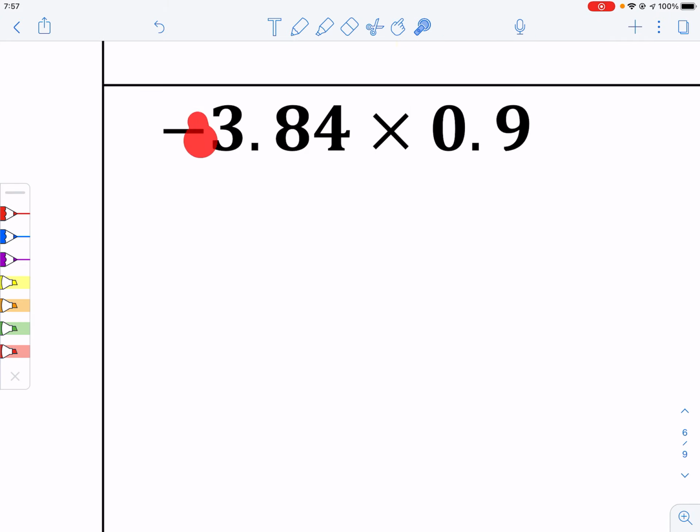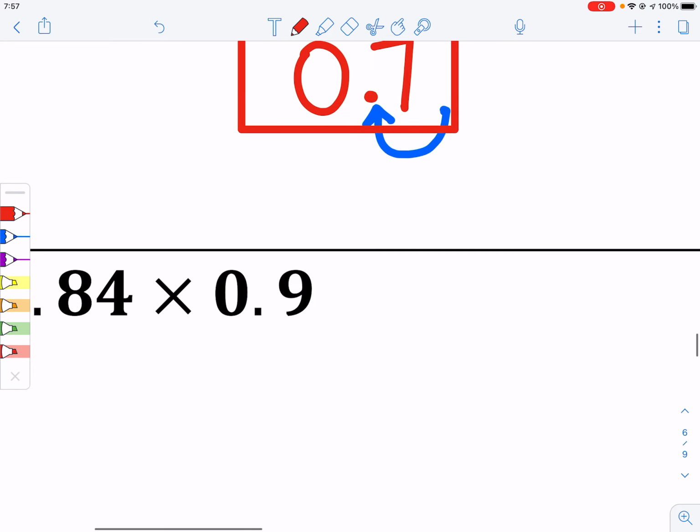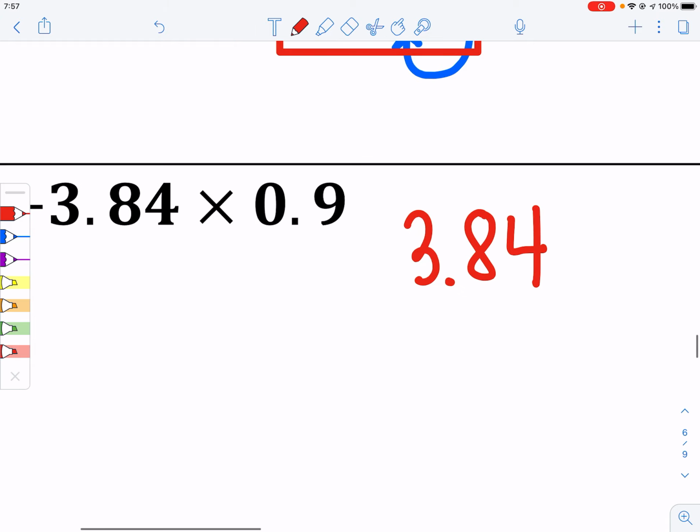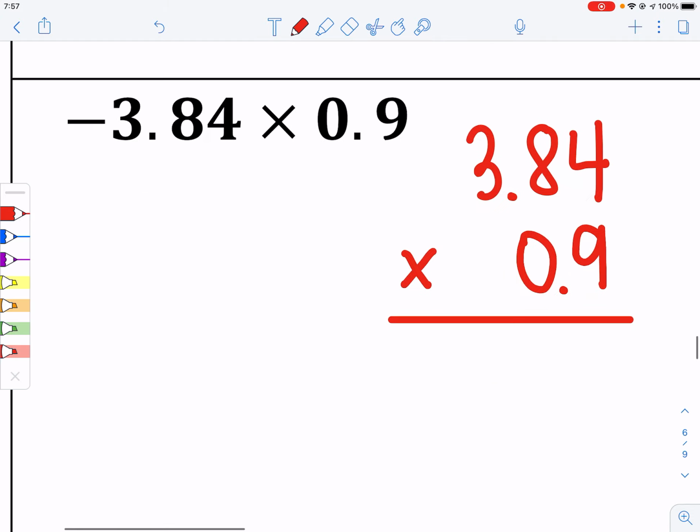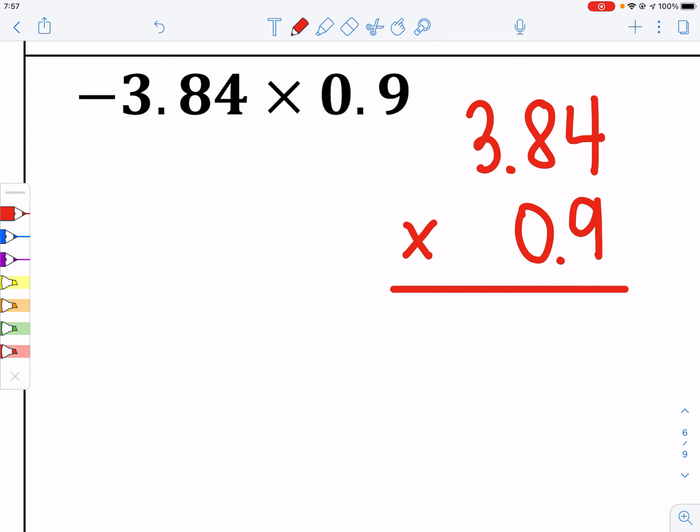So same thing here. Ignore the negative. I want the longest number on top. This number has 3 digits. This number has 2 digits, so I'm going to put the 3.84 on top. So on top, let's put 3.84. Underneath it, I need a 0.9. Okay, I'll help you with your multiplying for this, and I'll have you guys figure out your final answer with where the decimal goes and positive and negative and all that stuff.